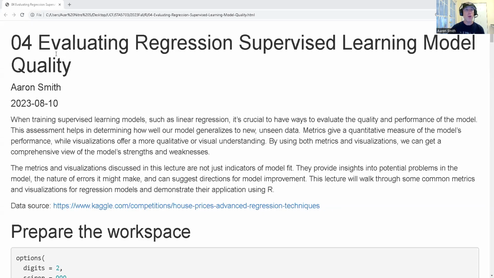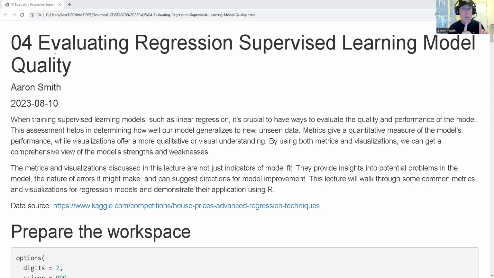Hi, in this video, we're going to take a look at evaluating our regression supervised learning models after we've built them. Okay, so something that is critically important for us before we launch a model is we need to convince ourselves, convince our stakeholders that our model is safe to buy. Our model is good for the solution that it's being applied to.